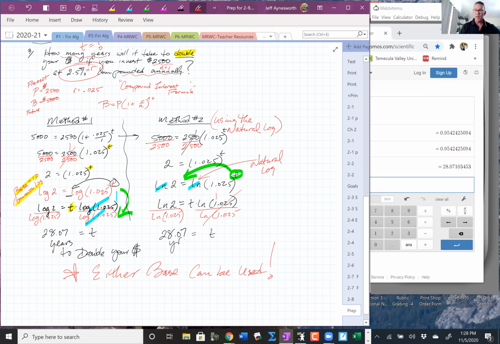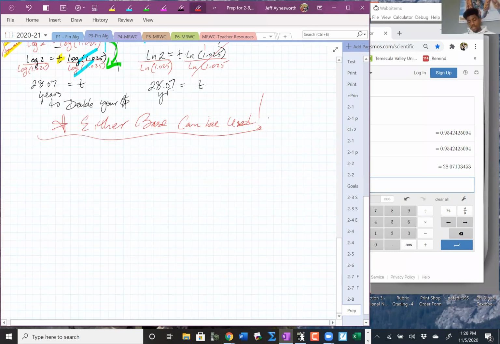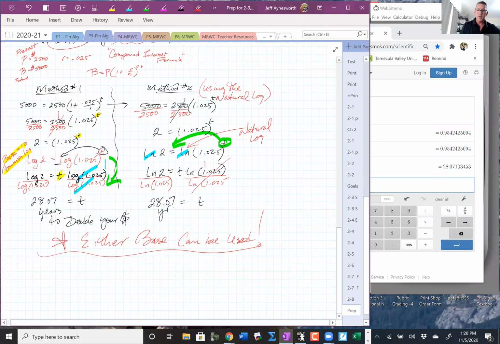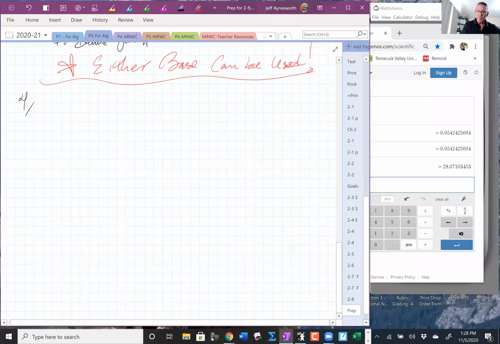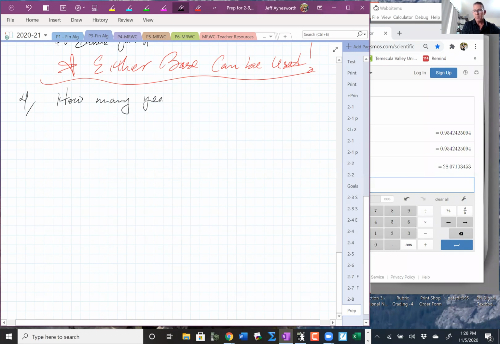So let's change the problem a little bit here. Okay, here we go. Next one, we're actually at number 4. Let's state the problem. How many years will it take? And let's change it up a little bit. Instead of doubling, let's triple. So how many years, T equals question mark, will it take to triple your money?